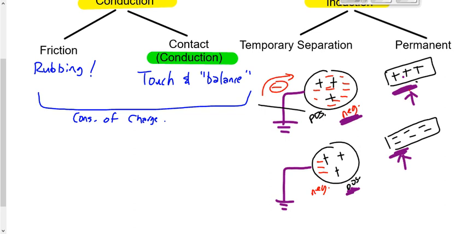What about this one? Negatives aren't going to get sucked up from the ground here. Rather, negatives are going to get pushed down into the ground. Now these guys right here are gone. Now it's positive. If I want to make it permanent, I cut the ground wire, or remove whatever it is that's connecting the ground to the object. Make sense?